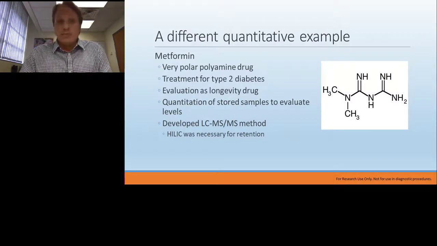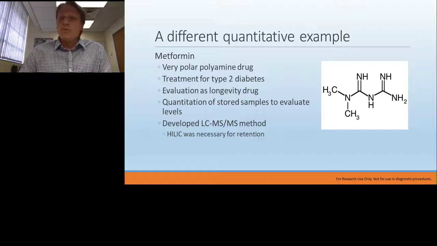So if we look at a different example, one that is a smaller and more polar analyte, metformin is a very polar polyamine drug. It's used in the treatment of type 2 diabetes. There have also been some recent reports evaluating it as a longevity drug, although that's still under works. In our case, we wanted to look at the evaluation of metformin in relation to lupus, an autoimmune disorder, to see whether we could quantify values in stored samples, to then develop a future project to evaluate the use of metformin in larger clinical trials.